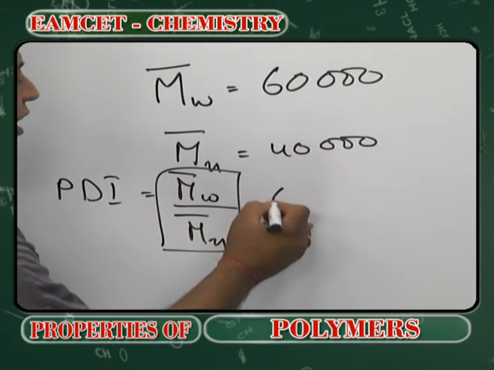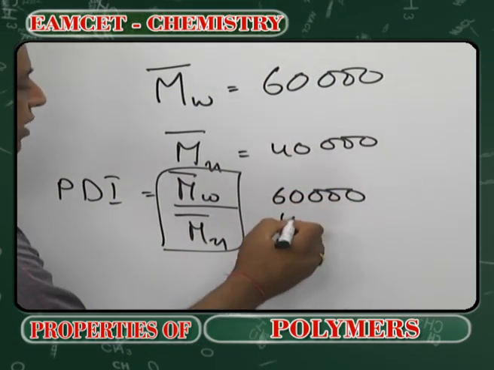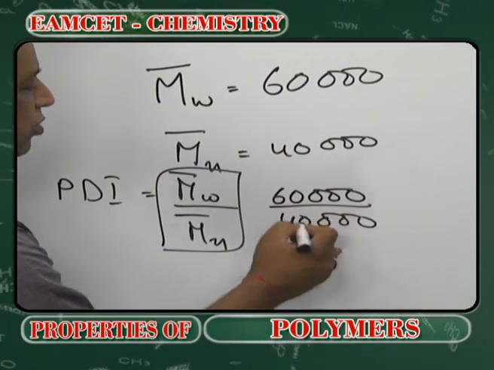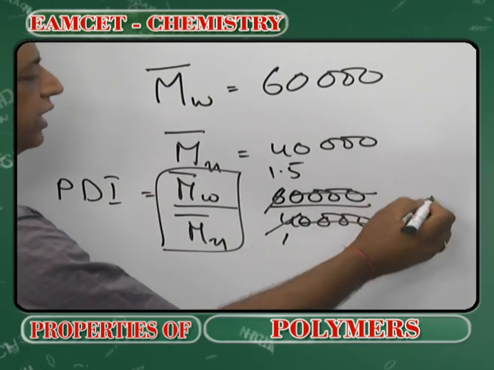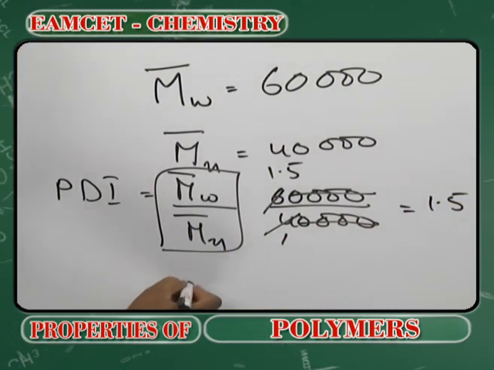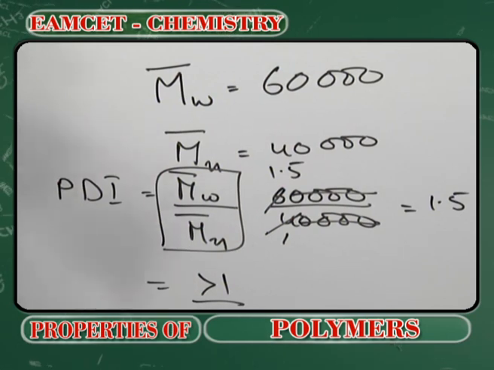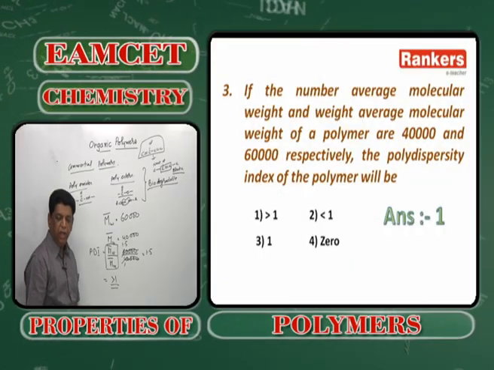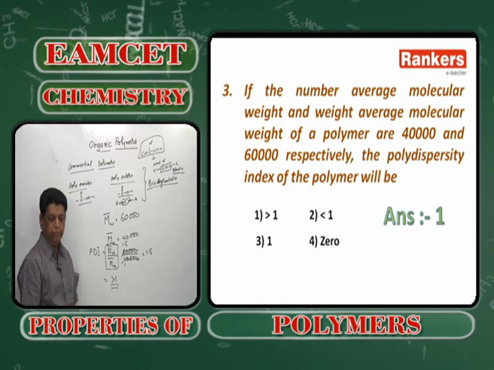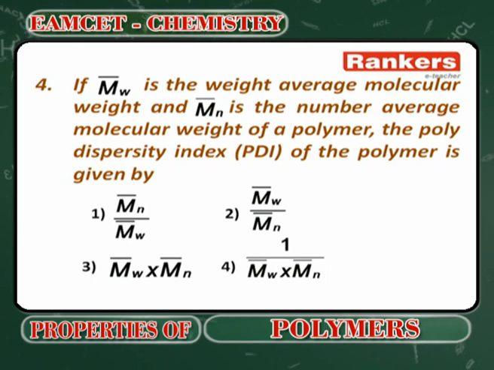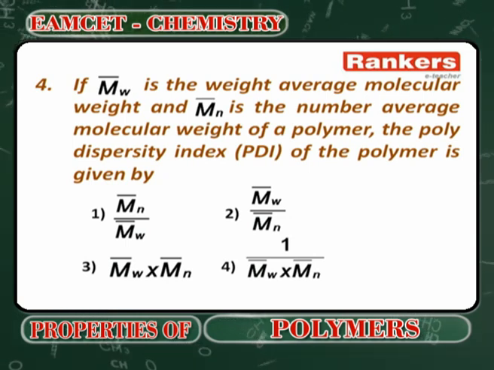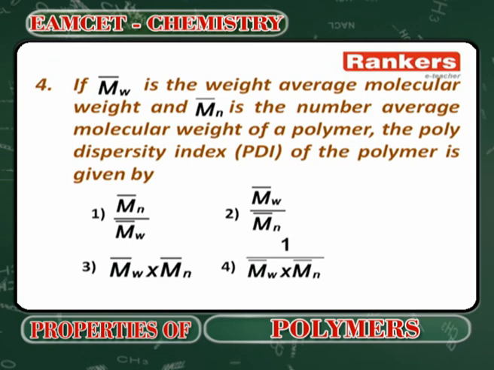So, you have 60,000 divided by 40,000, which is 1.5. 1.5 is greater than 1. Therefore, the answer is 1. Right. This is called the polydispersity index. Mw is the weight average molecular weight, and Mn is the number average; the bar on the M shows it is an average molecular weight of the polymer.